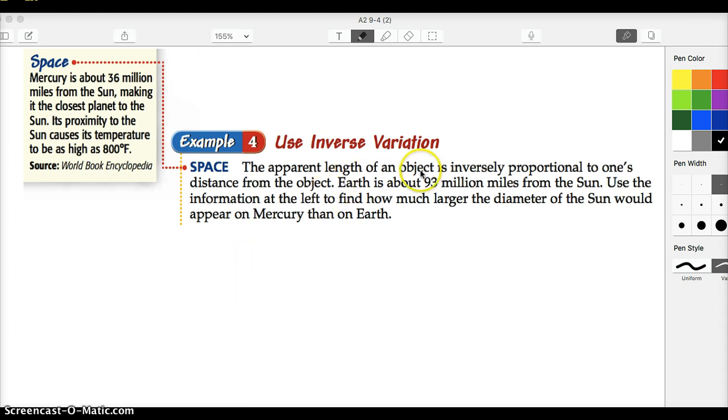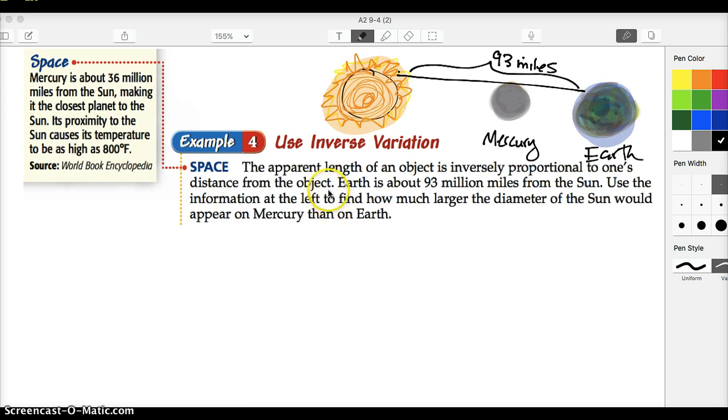The apparent length of an object is inversely proportional to one's distance from the object. We find out that Earth is 93 million miles from the sun. We're going to use the information at the left to find out how much larger the diameter of the sun would appear on Mercury than it would on Earth. And I don't know why that took me a long time to figure out, but it's just a lot of gobbledygook. So here's what I think.